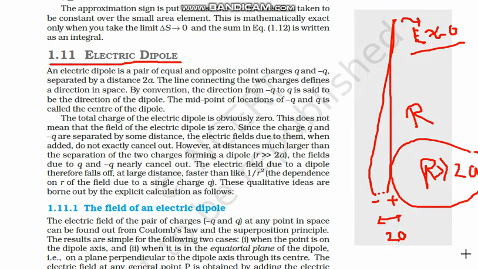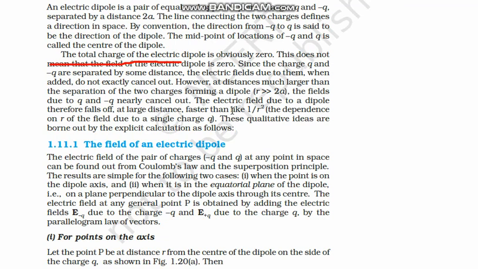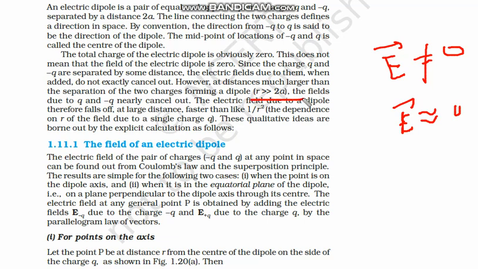So on that day we saw that we can calculate the electric field due to a dipole, and we arrived at this conclusion: E is non-zero near the dipole, and E is nearly equal to 0 where the distance is quite high, r greater than 2a. But even at lower distances, the electric field due to a dipole falls off faster than 1 by r square.